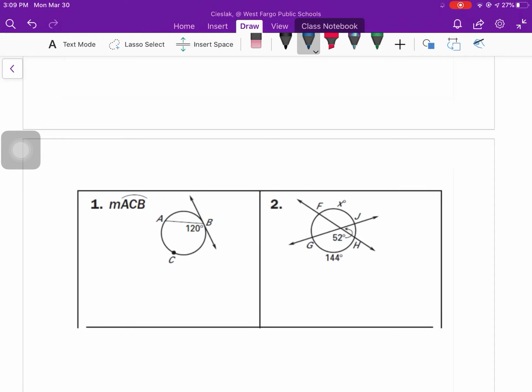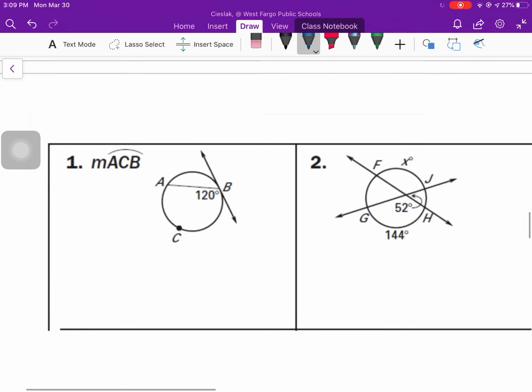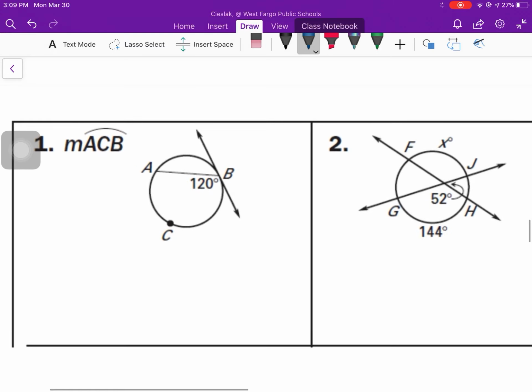Okay, you guys give these two a try on your own if you can. Pause the video now and see what you can do. When you're ready, go ahead and turn it back on. Let's see if you got the same thing as me.